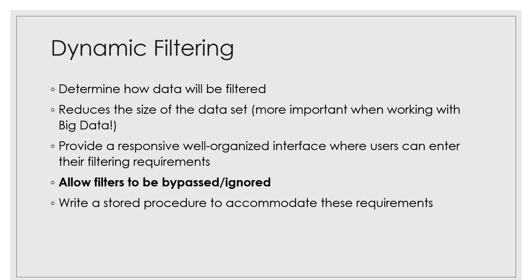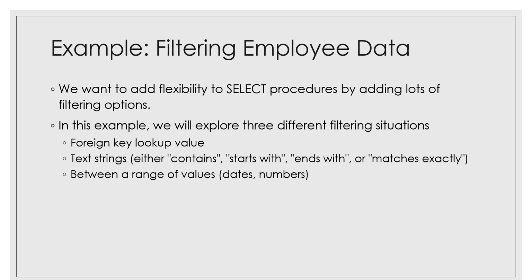All right, so we got to figure out how the data is going to be filtered, okay? Obviously, we want to reduce the data set to just what it is you're focused on. I just want to see cars that are made by a certain company between certain years and so on and so forth, right? And it's all part of doing a responsive, well-organized interface, okay? And the key thing then is to allow filters to be ignored or bypassed as well in terms of how we set up our stored procedure itself, right?